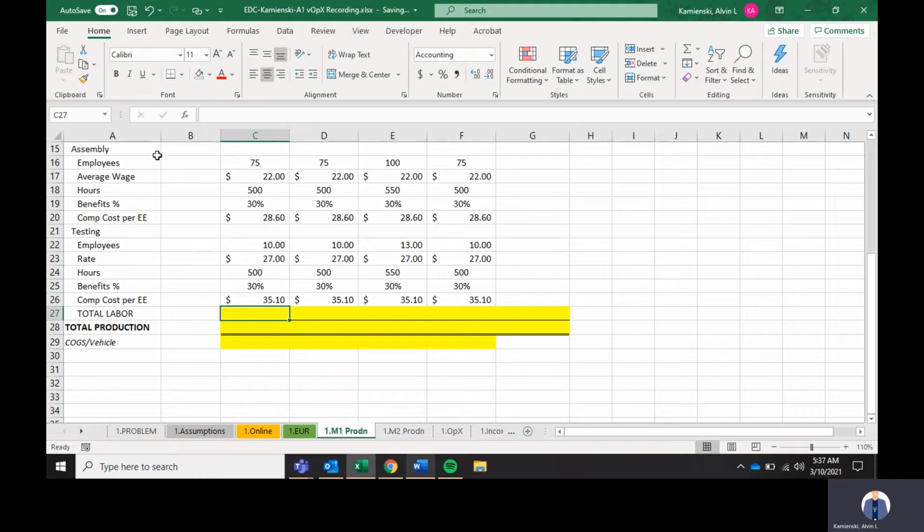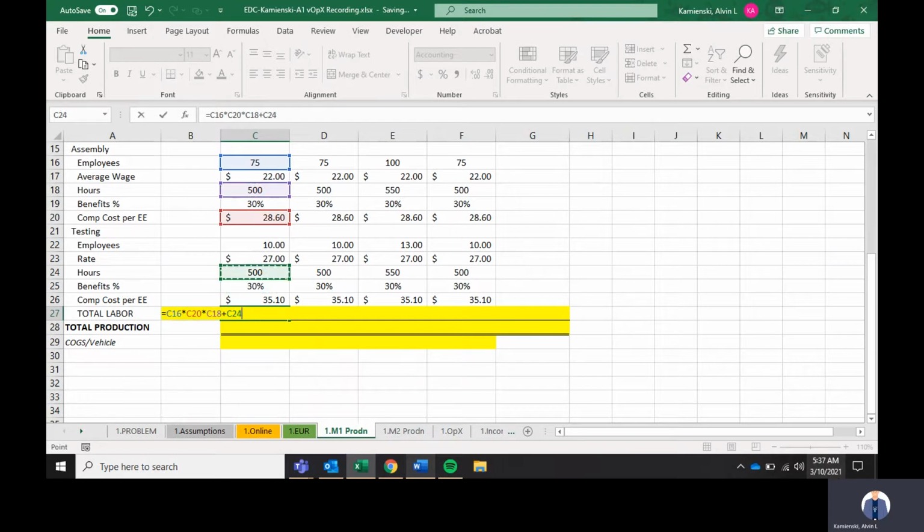All right, so how much will we pay in total labor per quarter for employing 75 employees as assemblers and 10 employees as testers? Here's the formula for this. Our labor is going to be, we have 75 employees. They make $28.60 in total compensation cost per hour, and they work 500 hours per year.